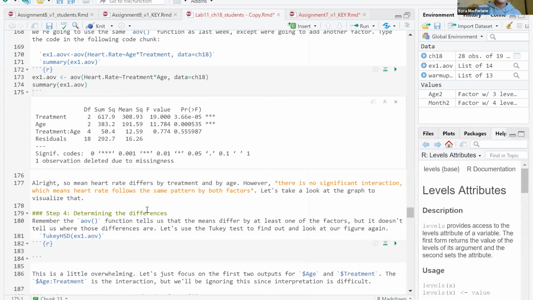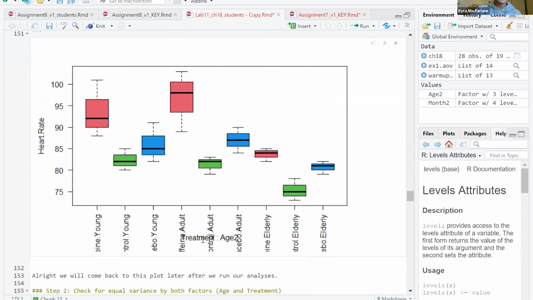So let's look at our figure again. And we can kind of see that here.